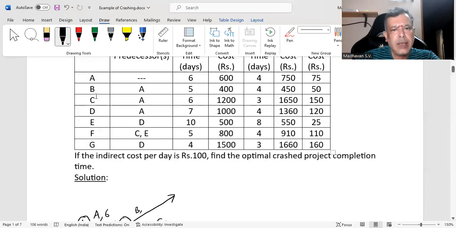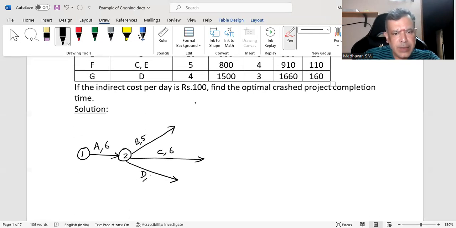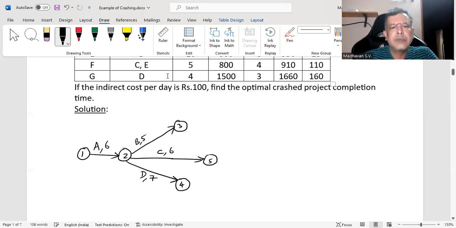Okay, now B has a normal duration of 5 days, C has a normal duration of 6 days, and D has a normal duration of 7 days. So let me put a node here. We will give some numbering to this: 3, I'll call this 4, this 5.